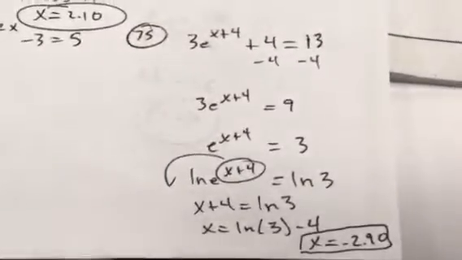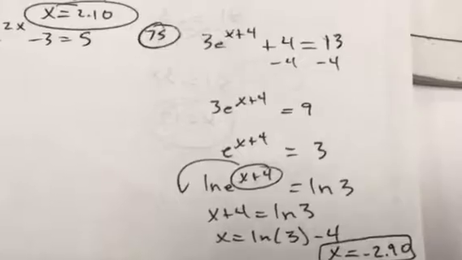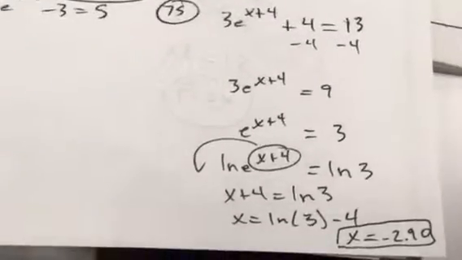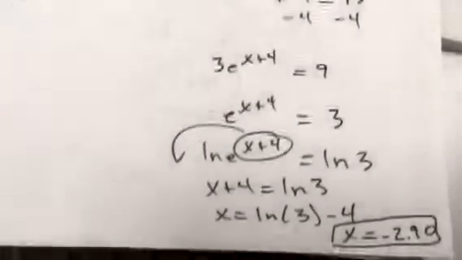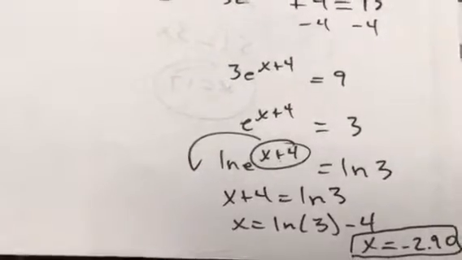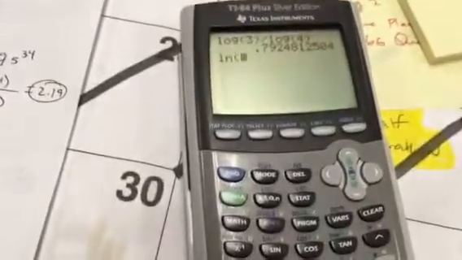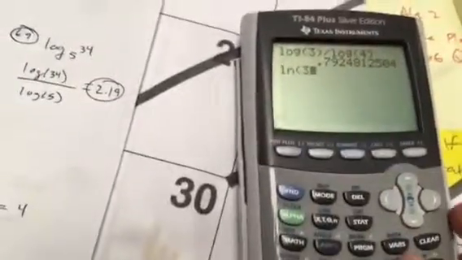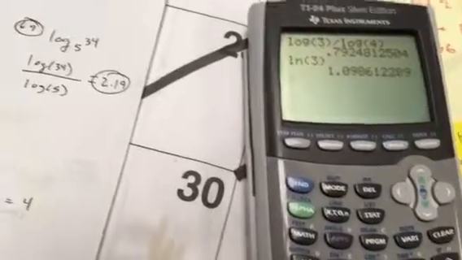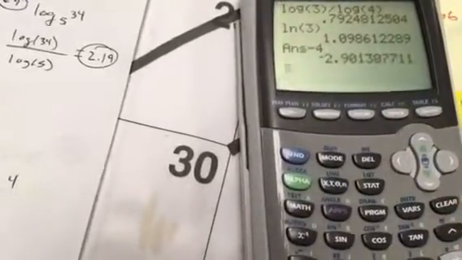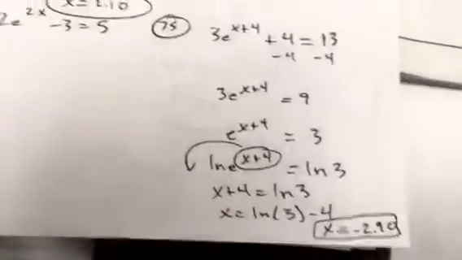All right, so on this one, you would subtract 4 first, then divide by 3. You get e to the x plus 4 is 3. Attach natural log to both sides. Get x plus 4 is natural log 3. So in your calc, you would hit the ln button right there. Natural log 3. It's hard to do here with one hand. Hit enter, and then you would subtract 4. Negative 2.90. Okay? No big deal there.